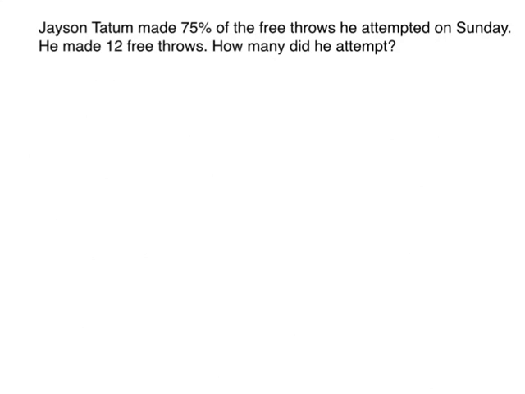Now let's see what happens when a different piece of our proportion is missing. Jason Tatum made 75% of the free throws he attempted on Sunday. He made 12 free throws. How many did he attempt? First, we need to identify the part, the whole, and the percent.